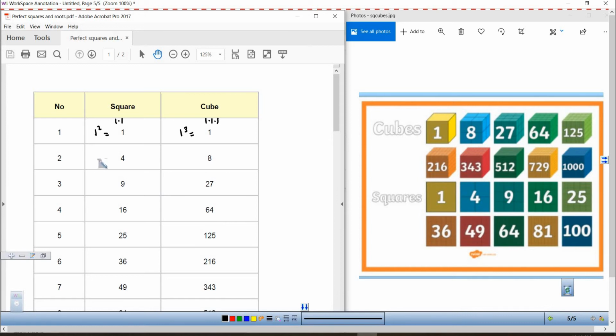All right, 2 squared is 4 because it's 2 times 2. And 2 cubed is 8 because it's 2 times 2 times 2. I think you have the idea here, right?